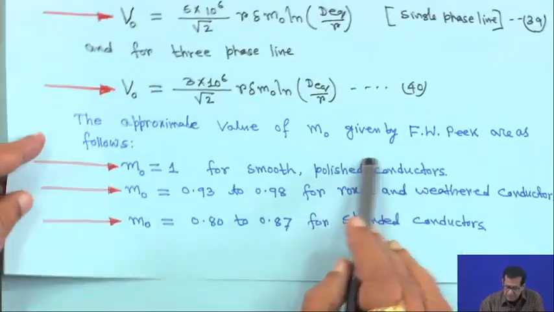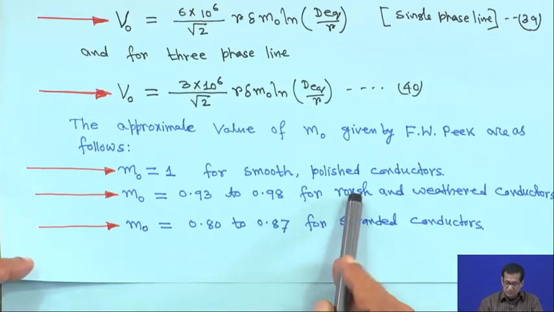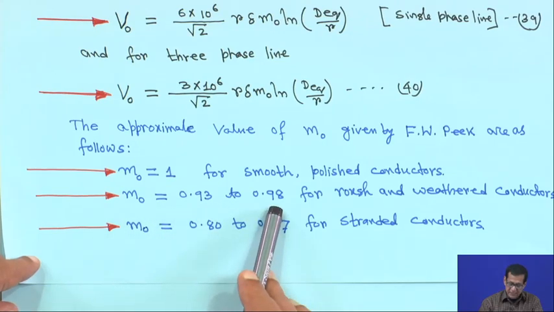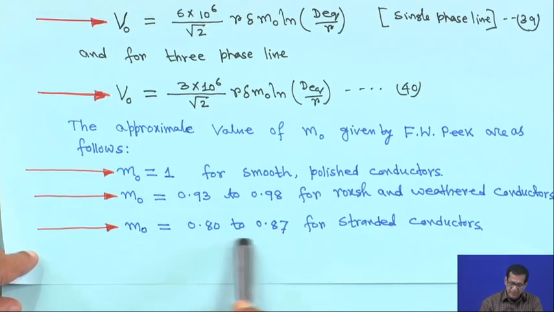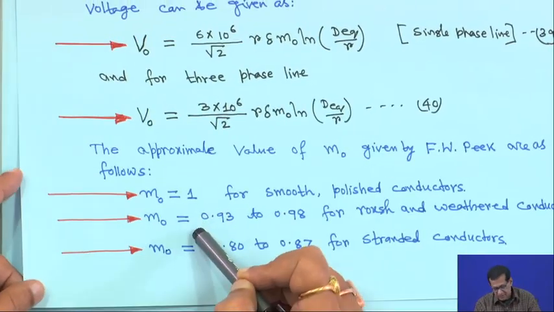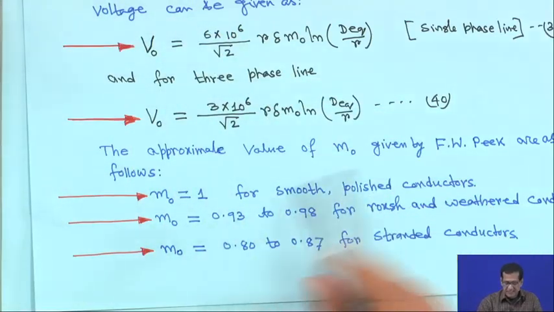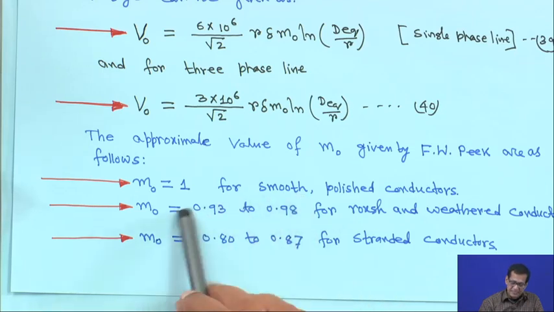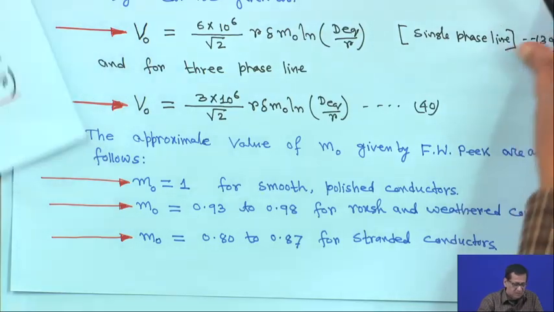The approximate values of m0 given by F.W. Peek are as follows: m0 is equal to 1 for smooth polished conductors. m0 you can take between 0.93 to 0.98 for rough and weathered conductors, and m0 is equal to 0.8 to 0.87 for stranded conductors. After several tests, he has made this kind of range of m0 values, but in reality m0 equal to 1 may not occur, it is either this one or this one.